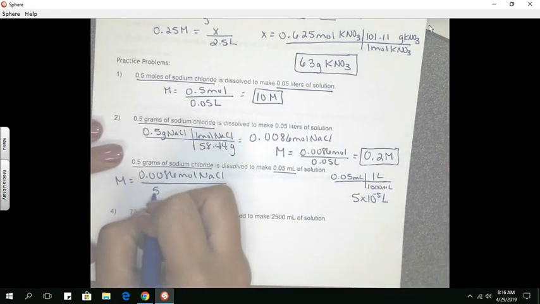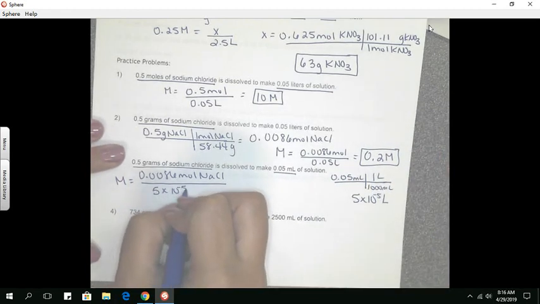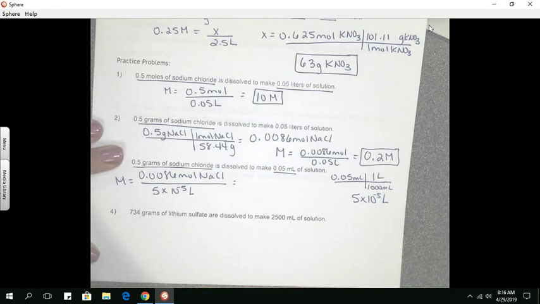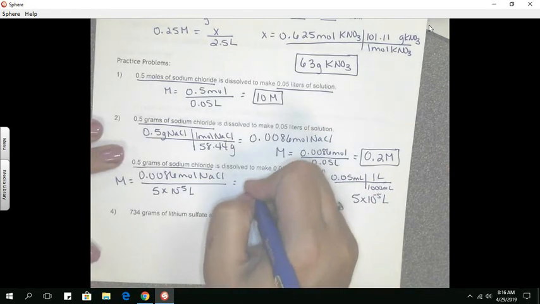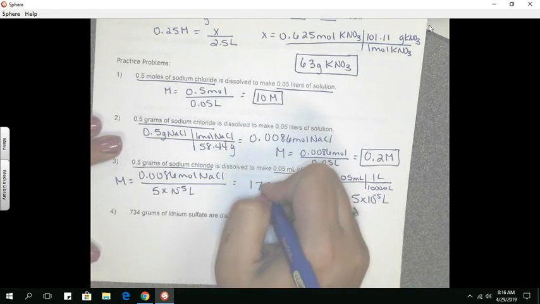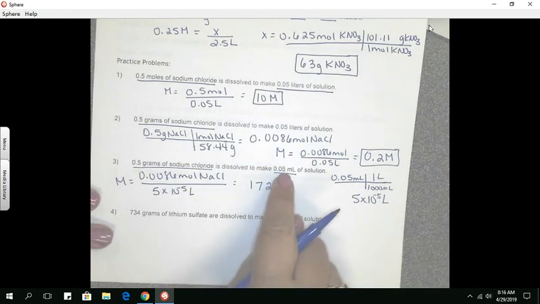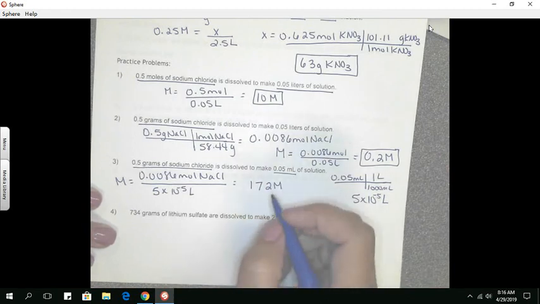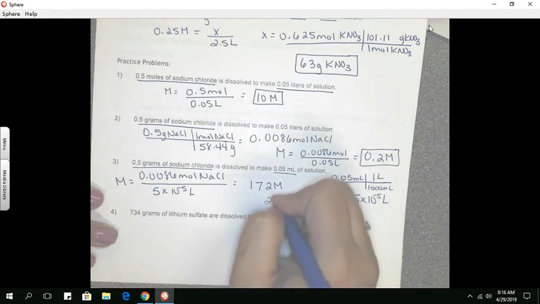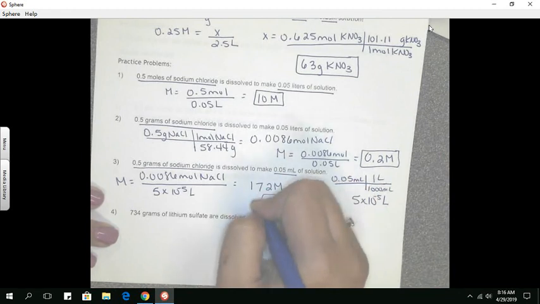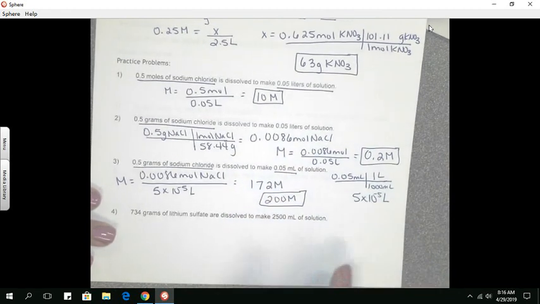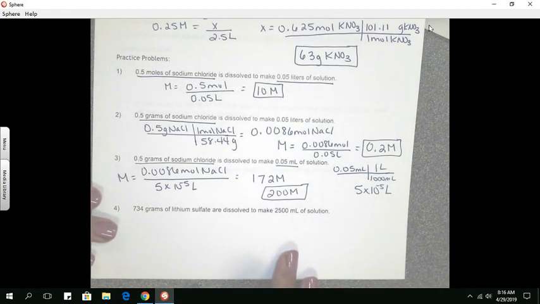And so we plug that in here, and then we solve. And we get 172 molar, but again we have one significant figure each here, and so we round that to 200 molar, which would of course be a very, very concentrated solution.